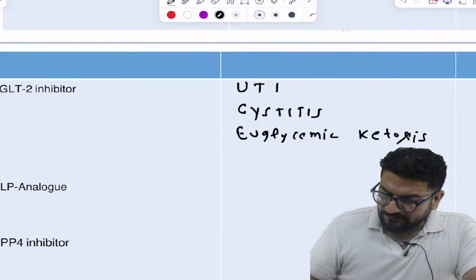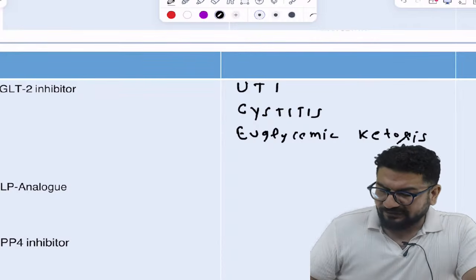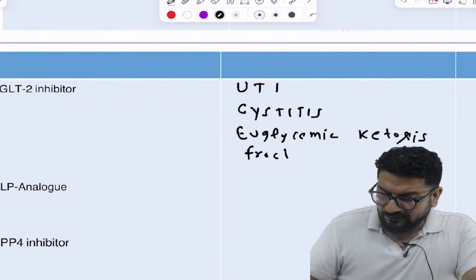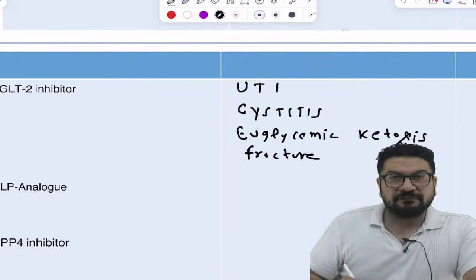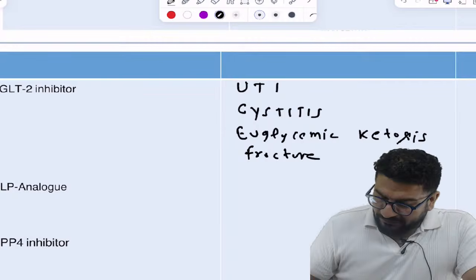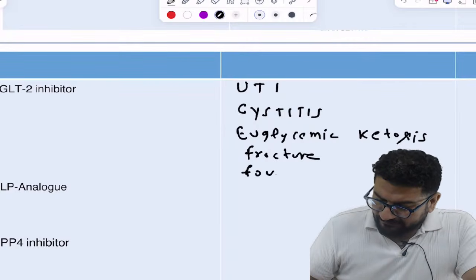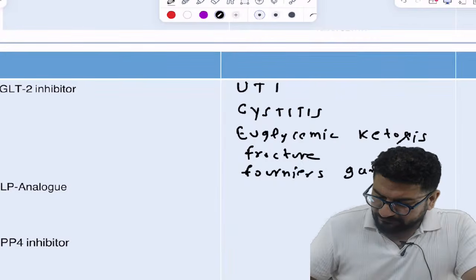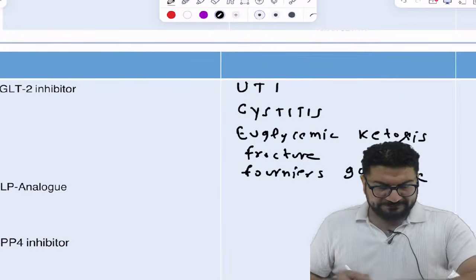And what else can they cause? There is some risk of pathological fracture with these drugs on a long-term basis. Okay, this is important, so I am writing one more. It can lead to Fournier's gangrene. It can lead to Fournier's gangrene as well. It can cause gangrene too.